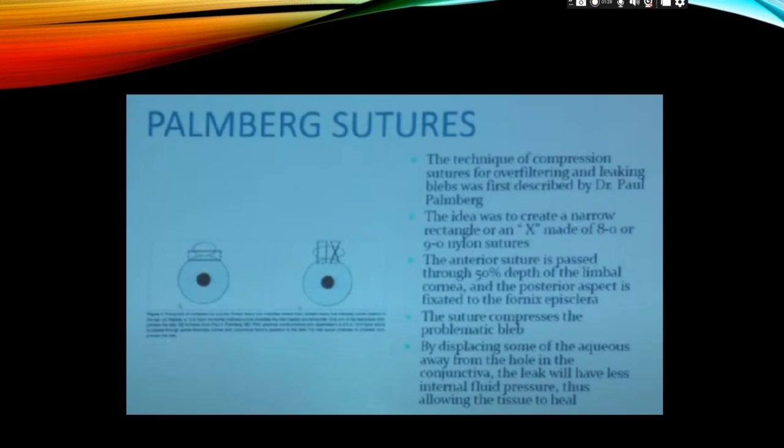the idea was to create a narrow rectangle or an X made of 8-0 or 9-0 nylon sutures. The anterior suture is passed through 50% depth of the limbal cornea, and the posterior aspect is fixated to the fornix episclera. By displacing some of the aqueous away from the hole in the conjunctiva, the leak will have less internal fluid pressure, thus allowing the tissue to heal.